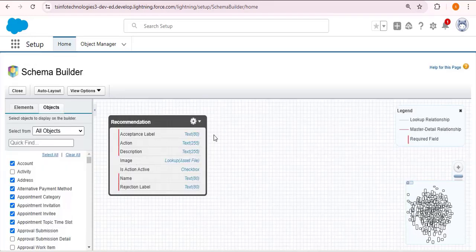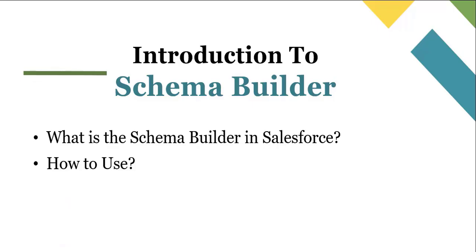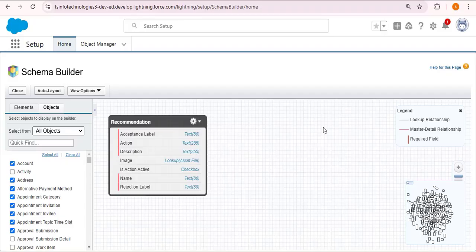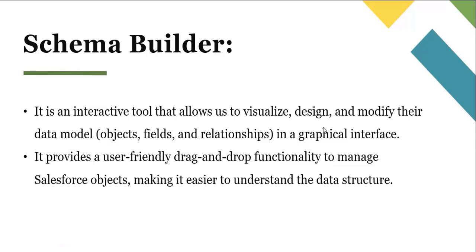Now before moving ahead, let's understand the definition of Schema Builder so that you can easily understand what Schema Builder is and what we can do using it. It is an interactive tool that allows us to visualize, design and modify the data model, like objects, fields and their relationships, in a graphical interface. So this is Schema Builder, a graphical representation where we can visualize, design and create the objects and fields in Salesforce. Again, it provides user-friendly drag and drop functionality to manage Salesforce objects, making it easier to understand the data structure.